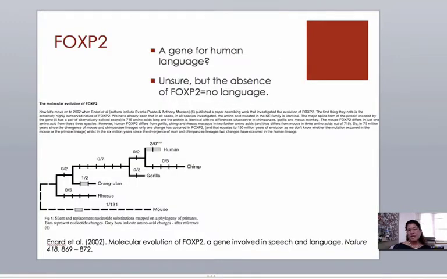We believe that there's a gene for human language, or at least we recognize that in the absence of this gene, there is no language. So we know that when there isn't the presence of FOXP2, we don't have language. So we presume that because of that gene, we are able to speak.